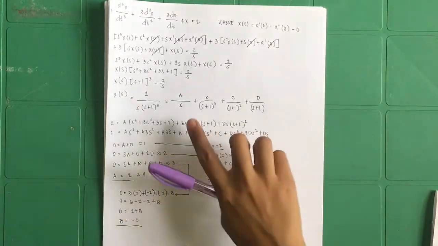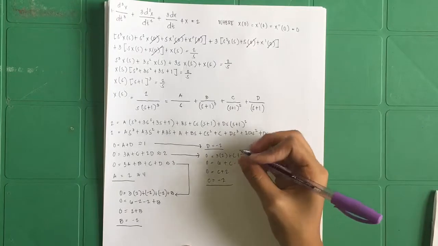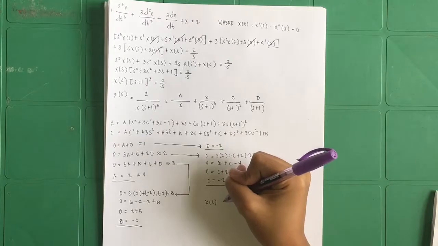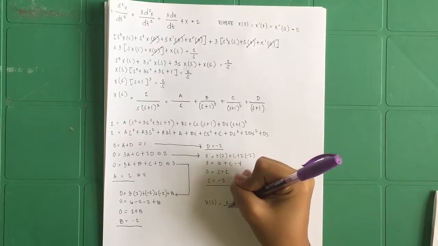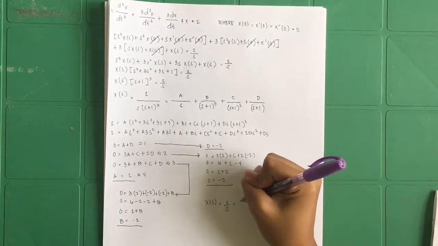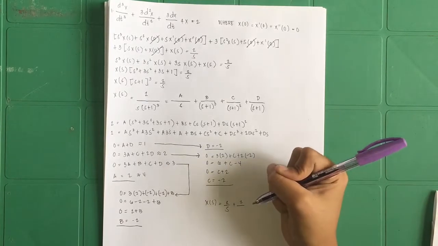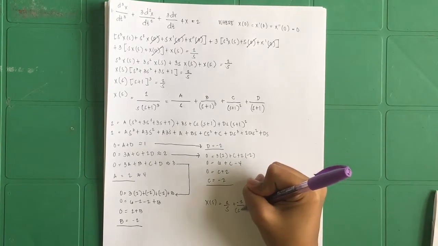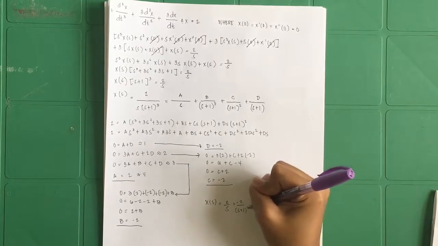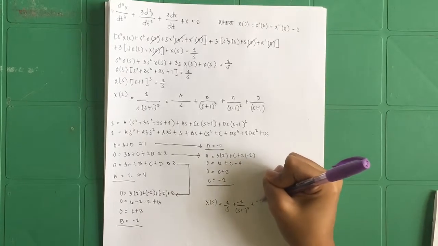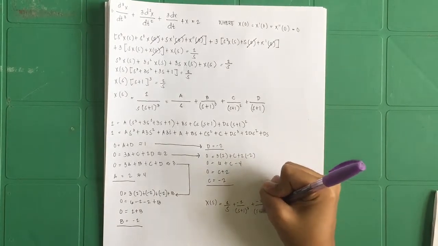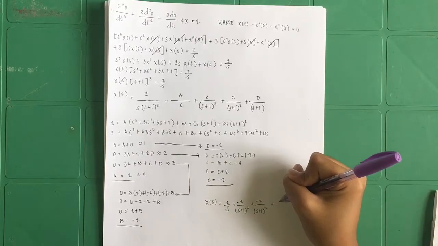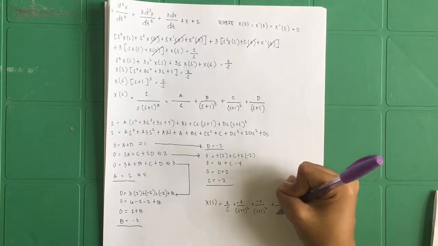Then I'll transfer it to here. So x of s is equal to 2 over s plus negative 2 over (s plus 1) cubed plus negative 2 over (s plus 1) squared plus negative 2 over s plus 1.